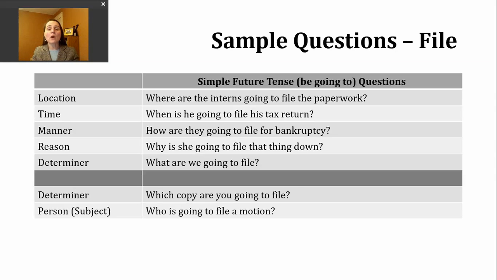Now, if I want to know the person who, in this case, will be or is going to be doing some action in the future, this structure is different. So what you should see here is we go be, going to, and then the base verb. Who is going to file a motion? Now, if that phrase file a motion seems unfamiliar to you, don't worry. This is something very specific to the legal world, something an attorney or lawyer would do.